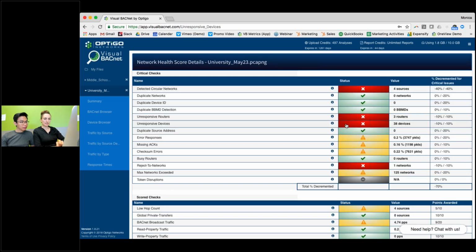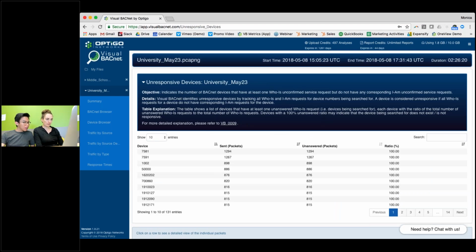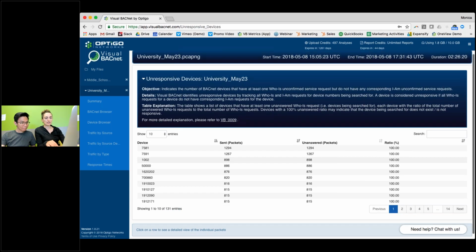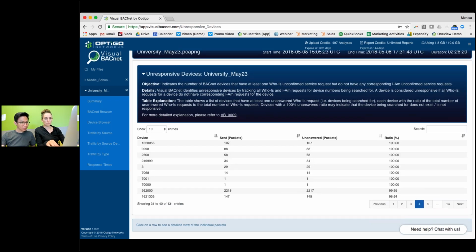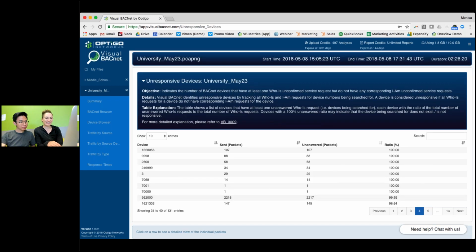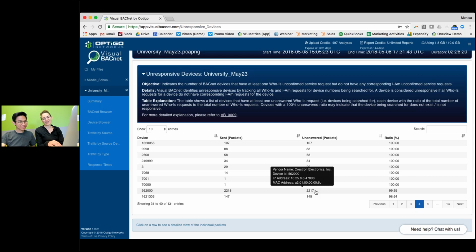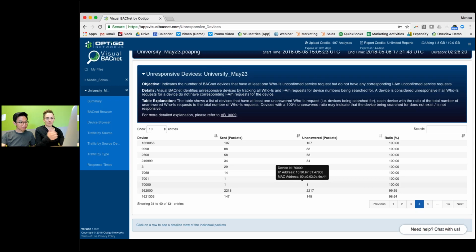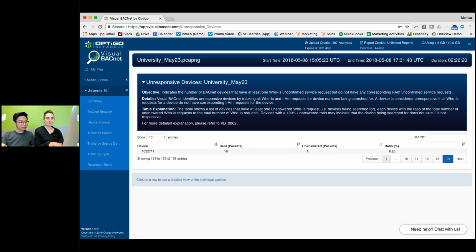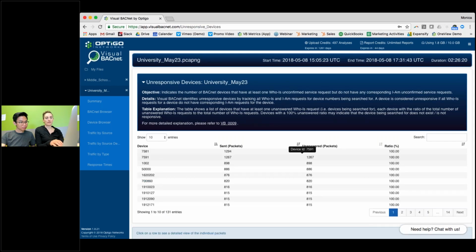These unresponsive devices, oh boy. So you'll notice that there's 131 entries here, although there are 38 on the last screen, and that is because as we get to the 39th device, you'll see that they're not 100% unresponsive. So this one answered one of the 2,218 packets that was sent to it in our 2.5 hours. As you get further on, you'll see some that are 50 and probably 6% unanswered. So definitely focus on the 100% ones to start with.